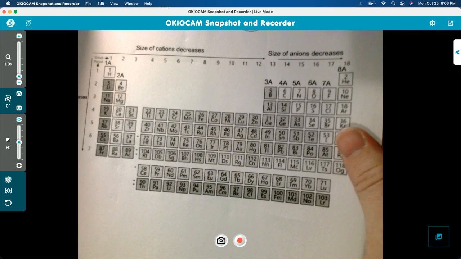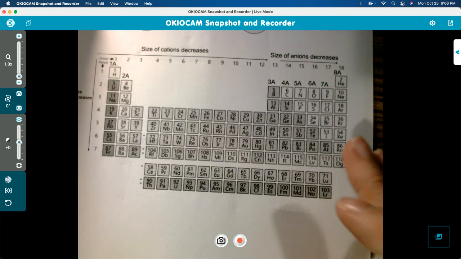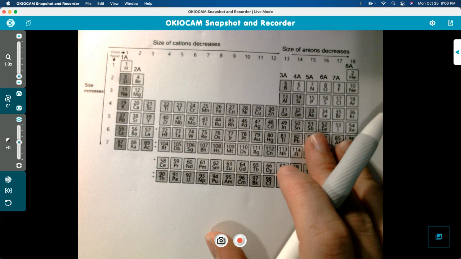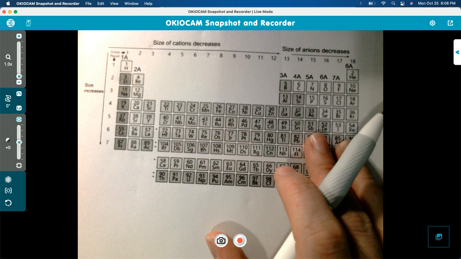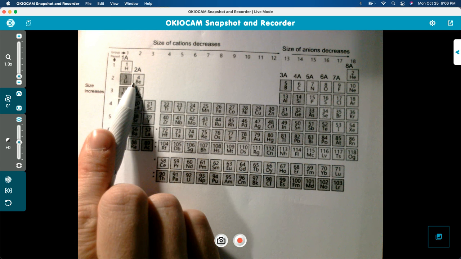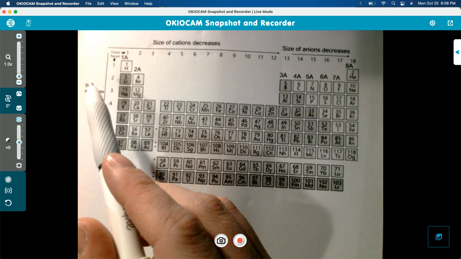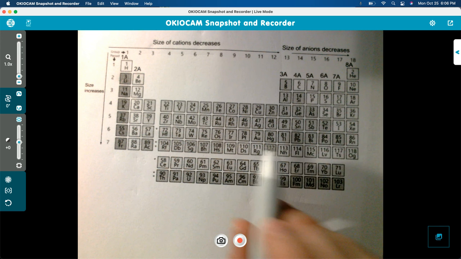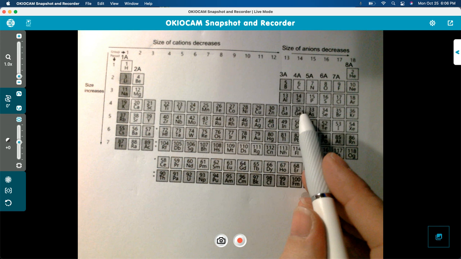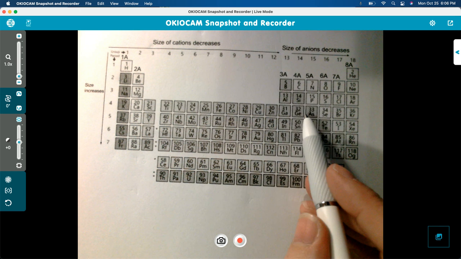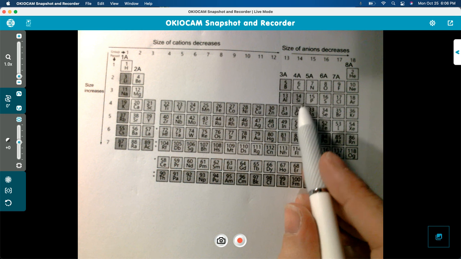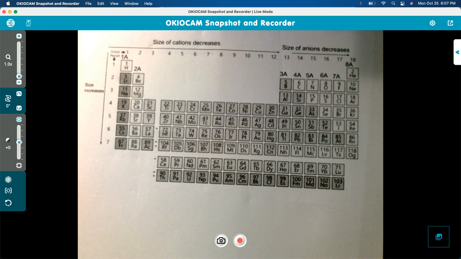If I was to ask a question, what has a larger ion size, lithium or beryllium? Hopefully you would answer lithium because it's farther left. If I asked what has a larger ion size, silicon or germanium, Si or Ge, you should answer germanium because it is farther down the periodic table.